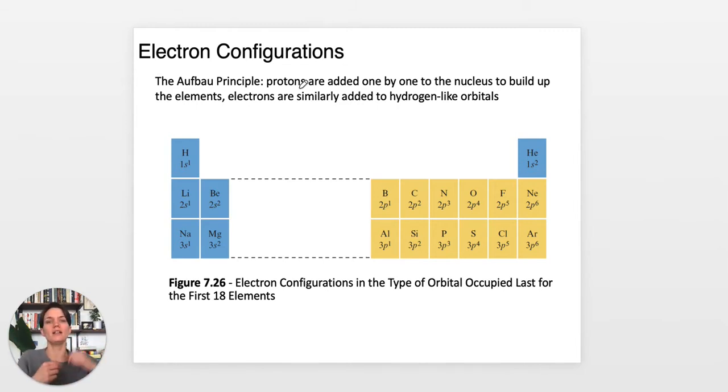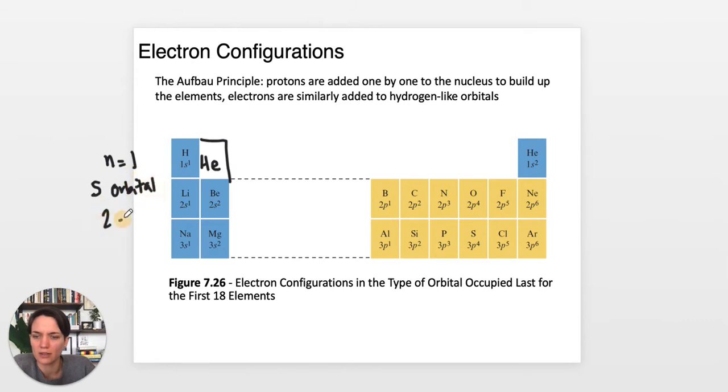They're filing in one by one, you can think about it as happening in tandem with those protons. So here we have our s orbital, and you can think about helium as just being nestled right here when we are looking at the periodic table for electron configurations. So helium. This would be n equals 1. We know in n equals 1 we only have one shell, and one orbital within that shell, and that's going to be an s orbital. And that s orbital can hold 2 electrons.